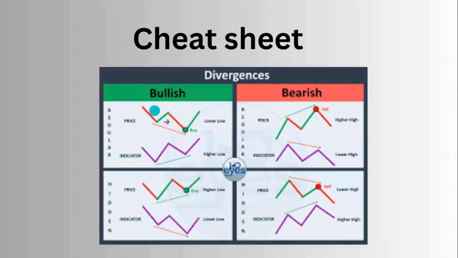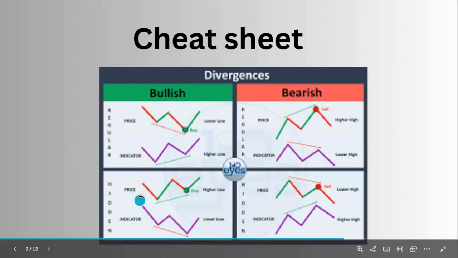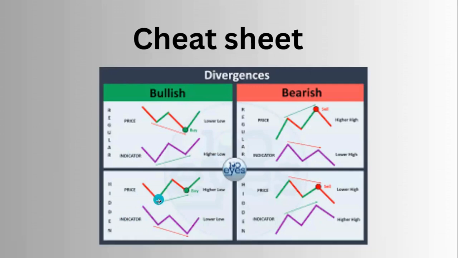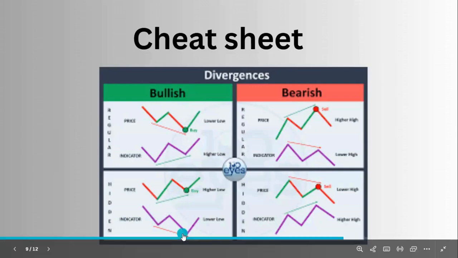Divergence: you need price to make lower lows. You can read here, and then this is where you look for your buying entries. And on the indicator, it should show higher lows, right? It can also be a different scenario where price makes a higher low, and on the indicator it shows a lower low. The buy is still valid.